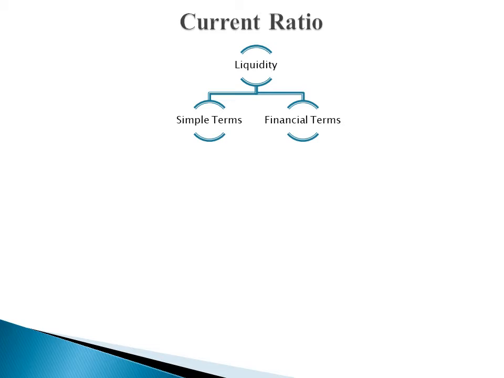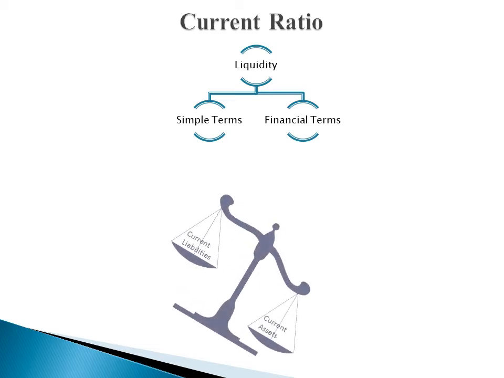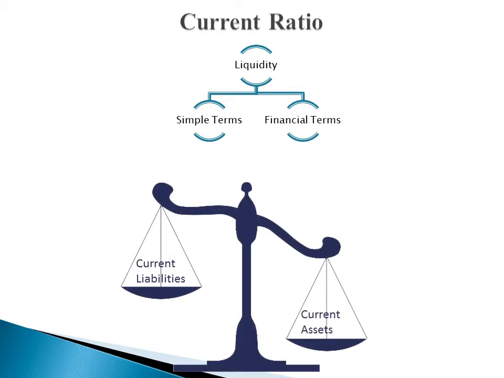This ratio helps us to measure the firm's ability to pay its current liabilities, and current liabilities are paid through its current assets. Therefore, to calculate this ratio, we consider two components of the lower part of the balance sheet, that is total current assets and total current liabilities. Now let us have a quick look at current assets and current liabilities.